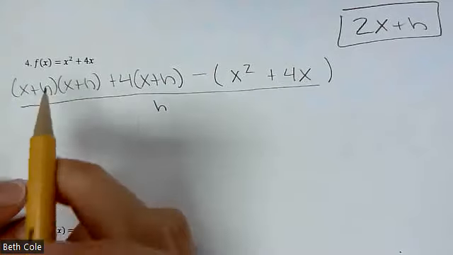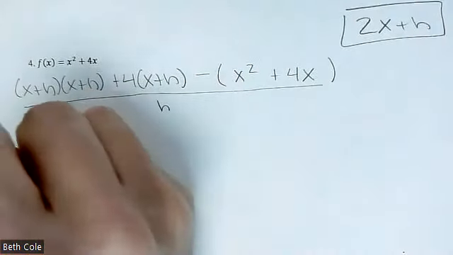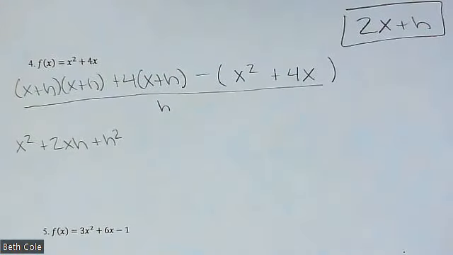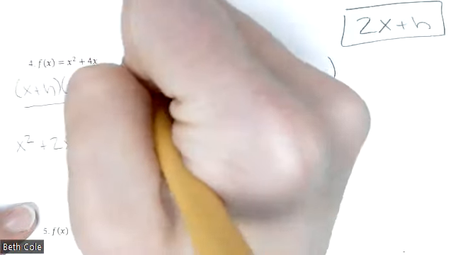So when you multiply out this first part, it will be x squared plus 2xh plus h squared. What does this next part give you?